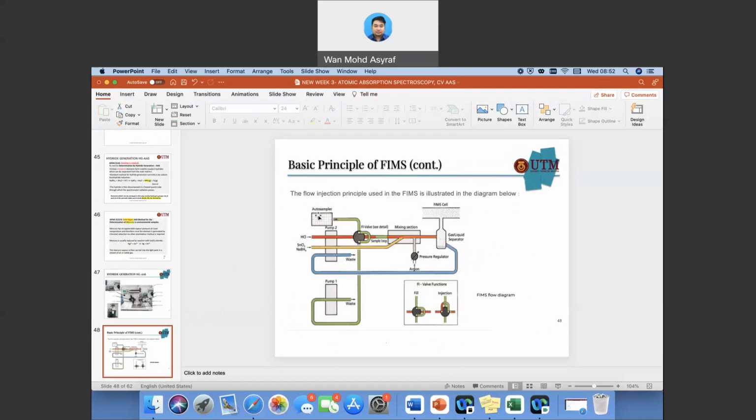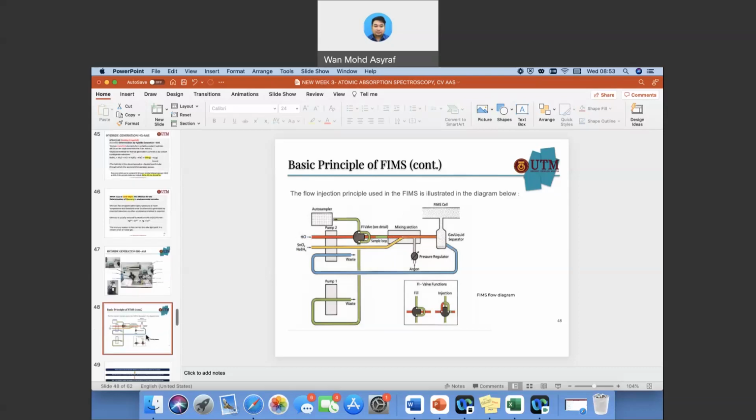Okay, so here is your HCl, here is your sodium borohydride, where it will be mixed with your sample. Okay, with your sample, and then it is separated into the quartz tube, and afterwards it will be atomized. Okay, so this is the initial part of it. So HCl flows here, sodium borohydride flows here, where it will be mixed in this mixing section with your sample. Okay, all right.